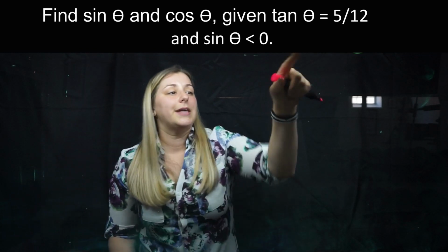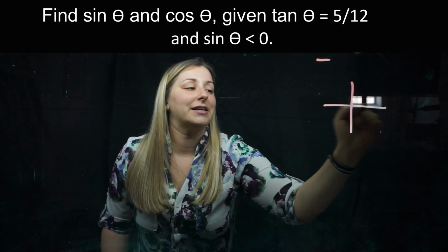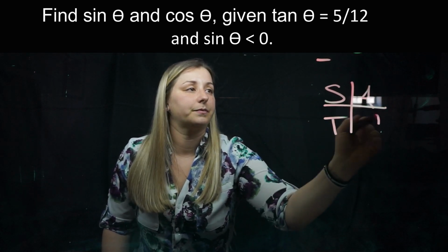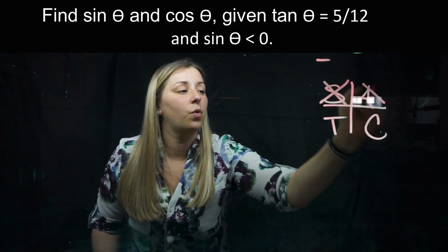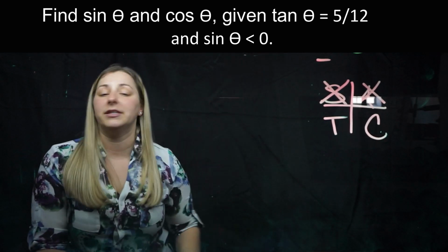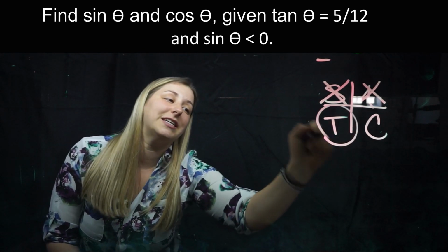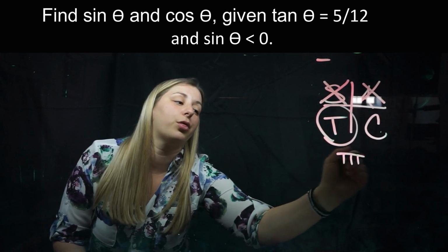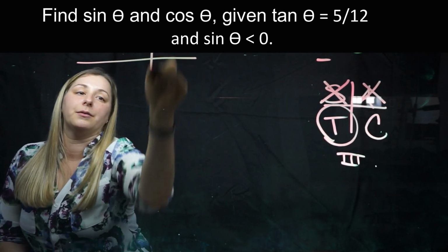Okay, sine is less than 0, which means it is negative. I'm just going to roughly sketch out the ASTC here. If sine is negative, it cannot lie in quadrant 1 or 2. It's got to be in 3 or 4. I then look at the tan. The tan value that they give us is positive, which means it must be in your T quadrant, which is quadrant number 3. So I know I have a quadrant 3 triangle. I'm going to sketch that out.